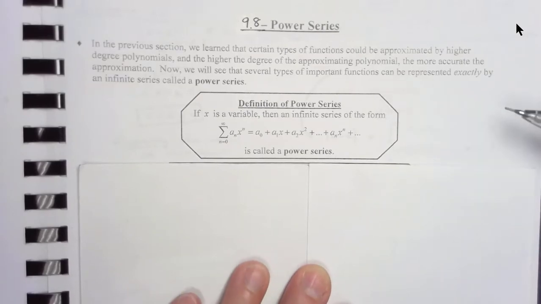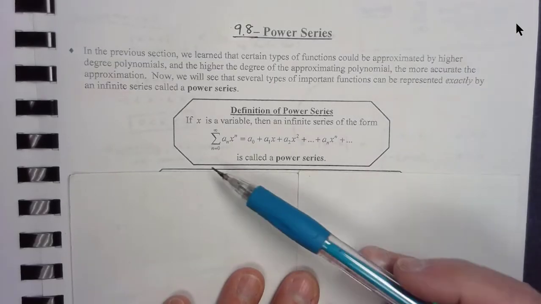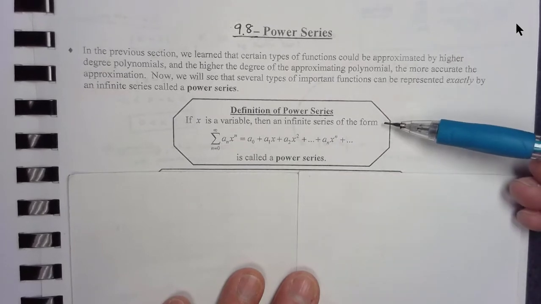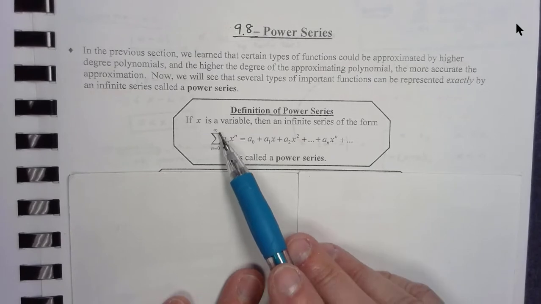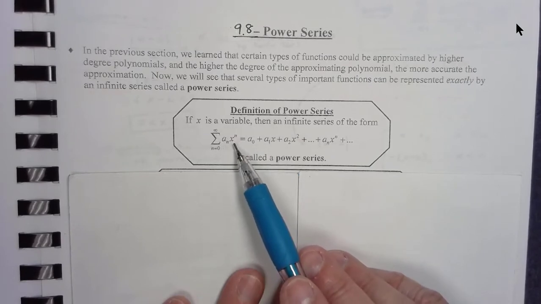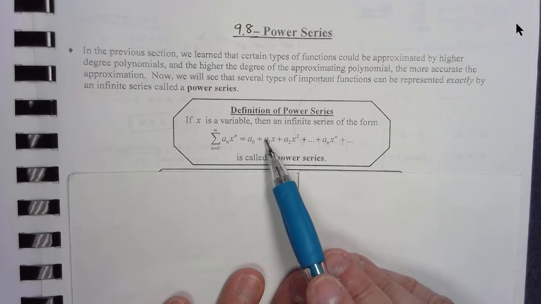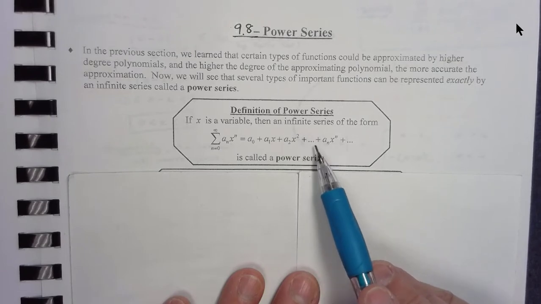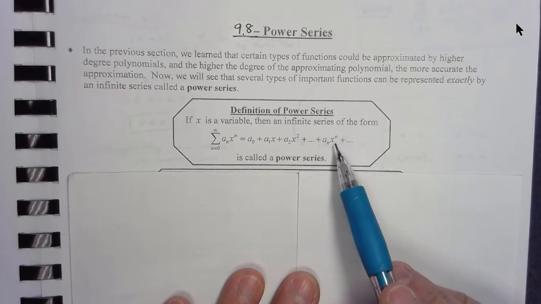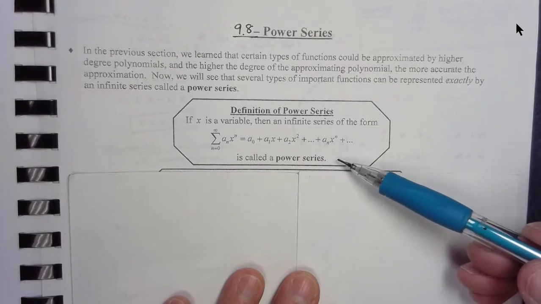power series. The definition of a power series says, if x is a variable, then an infinite series of the form, the series as n goes from 0 to infinity of a sub n x to the n, is a sub 0 plus a1x plus a2x squared plus dot dot dot plus a n x to the n plus dot dot dot. This is called a power series.